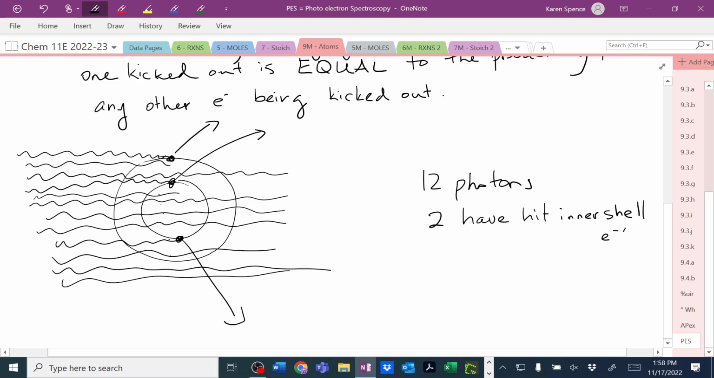Electrons, and only one has hit an outer shell electron, because if you just throw it at it, that's what you're going to end up with. Yeah? Like if they're all just kind of aimed at the atom.